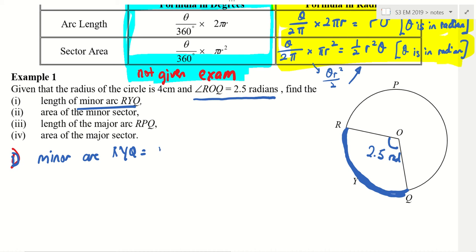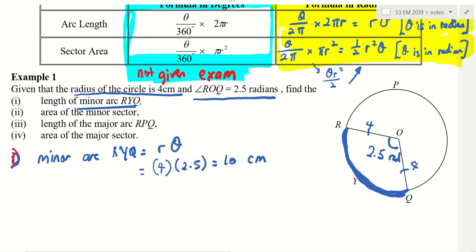So what is the formula? R theta, right? Because it's in radian. So R is what? Good. Because you never read the question. What's the radius of the circle? 4. 4, right? So what's the length? 4 times 2.5. So easy, right?